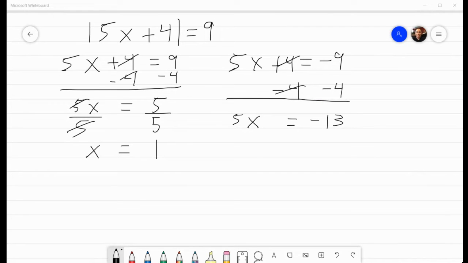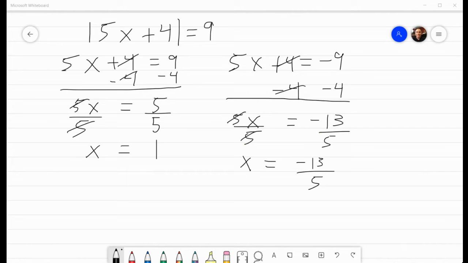Now again, we don't want 5x, we want x. So we divide both sides by 5. The 5's cancel, and we get x equals negative 13 over 5. So our two solutions are 1 and negative 13 over 5.